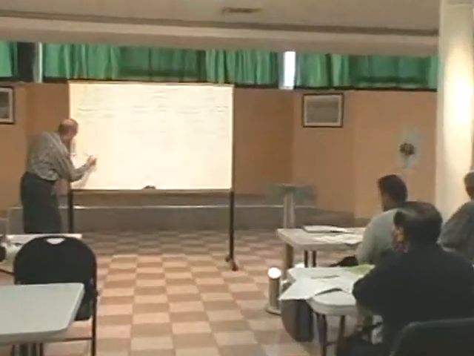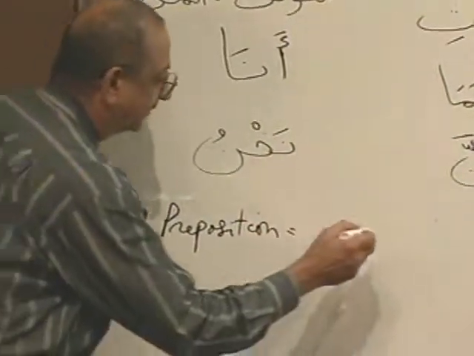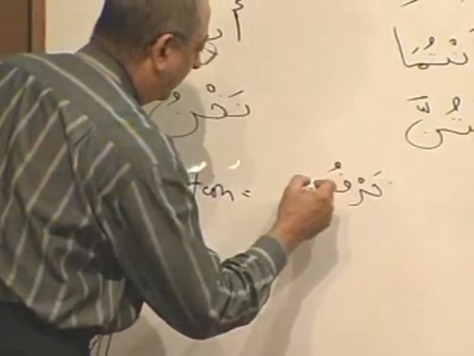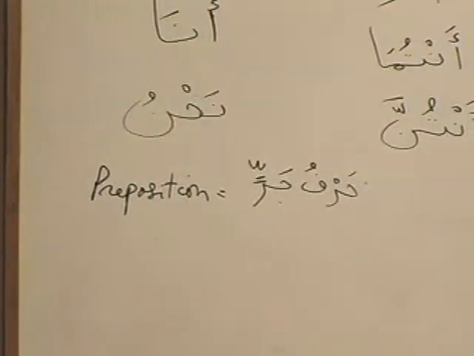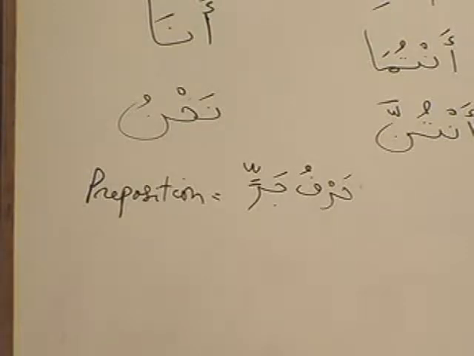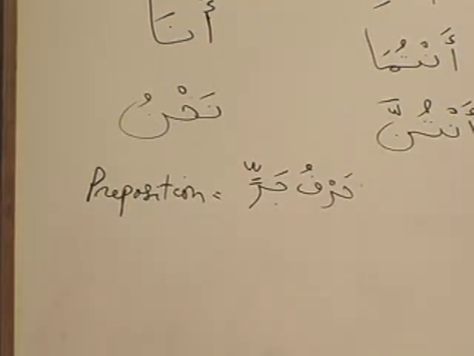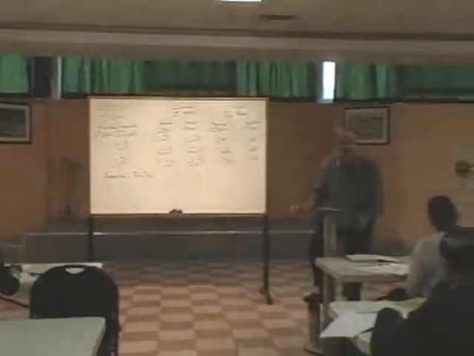Are you with me, brothers and sisters? I'll write down here for you: preposition means harfu jarrin, particle of pulling down. What did it do? From tu, it pulled it down to ti. Who did that? Somebody did it. It pulled it down, and that was harf jar. So, brothers and sisters, this is our start of learning the majrur form. So far, we were only marfu. Now we will be majrur.